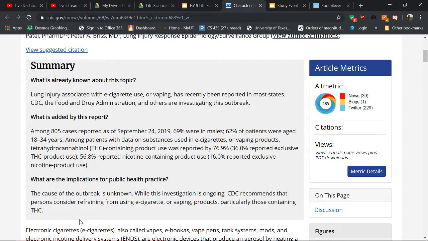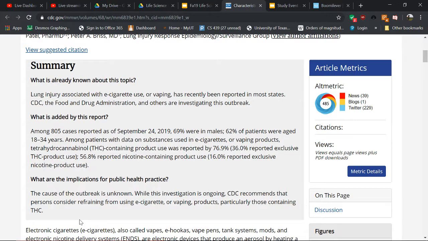Yeah. So 62% of patients were aged 18 to 34 years. So it's young people. It's not older people who are trying to use e-cigarettes as a way to quit smoking. It's young people who actually often use e-cigarettes as their first exposure to smoking. All the percentages, right? THC was reported by 76.9%, but that doesn't exclude nicotine-containing product use. So obviously this is dangerous.